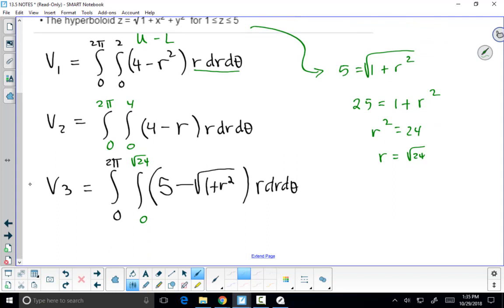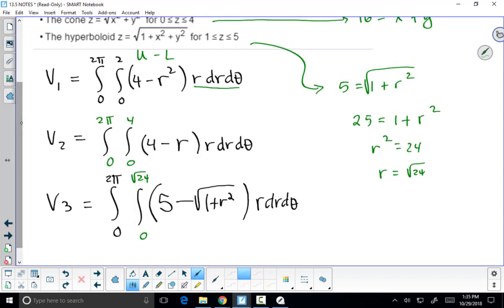For the last one, I think it's 4 minus the square root of 1 plus r squared. This should be a 4, because it goes from 1 to 5. But the top surface is z equals 5, right? Yeah, the top surface is z equals 5. So that's what you set it equal to. Because that other one accounts for the 1, right? This one is already lifted up 1 unit, because of the 1.